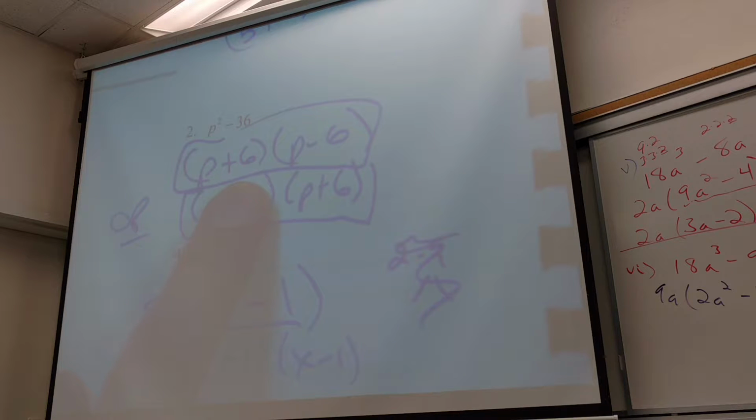Because I need the middle term to cancel. So if this is 6p, I need the other guy to be negative 6p so that they cancel. So I need them to be different signs, which means the original problem must have a minus sign in it.